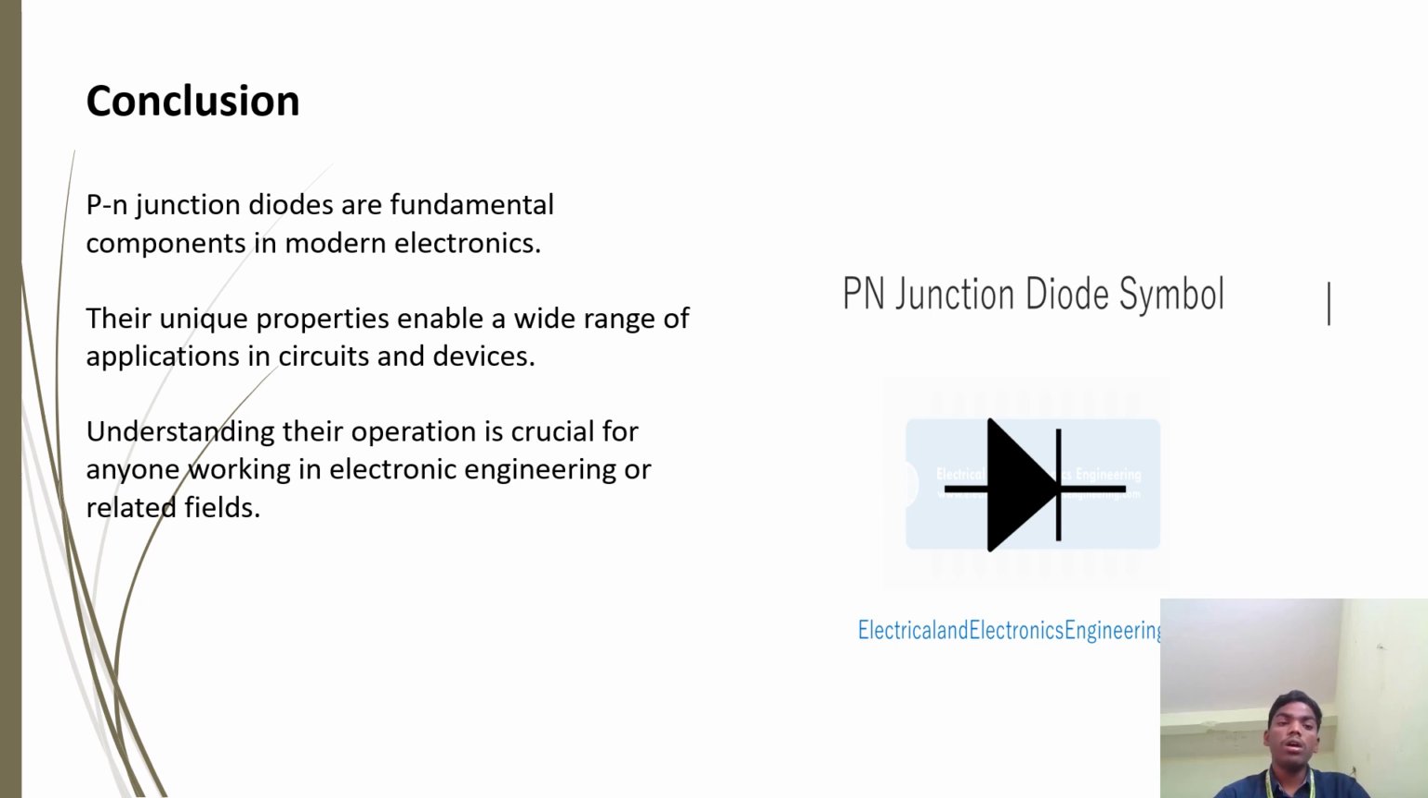Finally, the conclusion. PN junction diodes are fundamental components in modern electronics. They are widely used in modern electronics. Their unique properties enable a wide range of applications in circuits and devices. They have the property of flowing current in only one direction, so they are used in circuits and devices. Understanding their operation is crucial for anyone working in electronic engineering or related fields. For a student studying electronics, it is very important to understand these operations so that he can implement them in various fields.